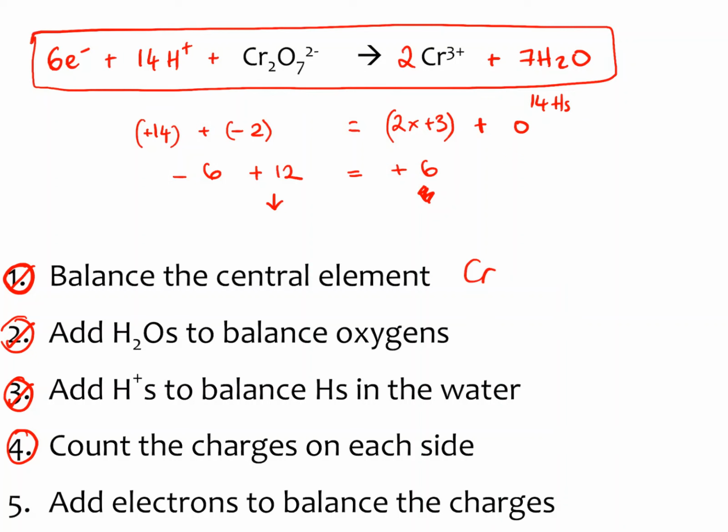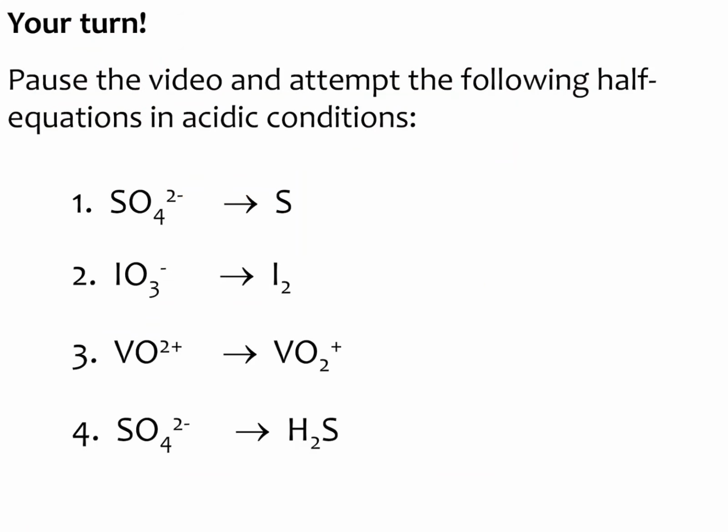That's a half equation that you do need to know throughout the course, so it's a good idea to make sure you're familiar with it. So, your turn again. Pause the video and attempt the following half equations in acidic conditions. Make sure you follow the steps, count your elements at each point, and make sure you do check your maths for each one. So, question 1, we've got sulfate forming sulfur.